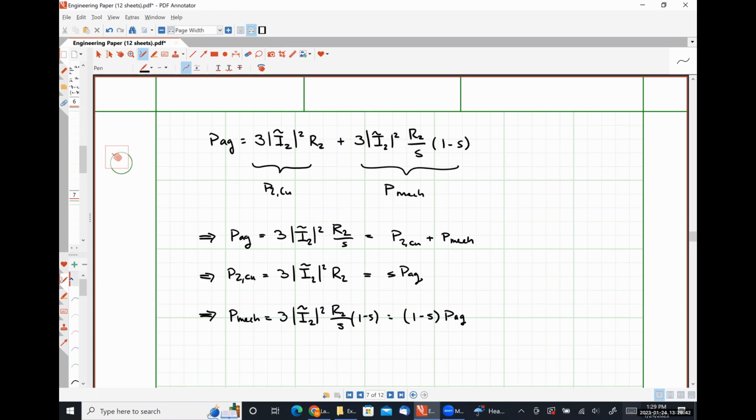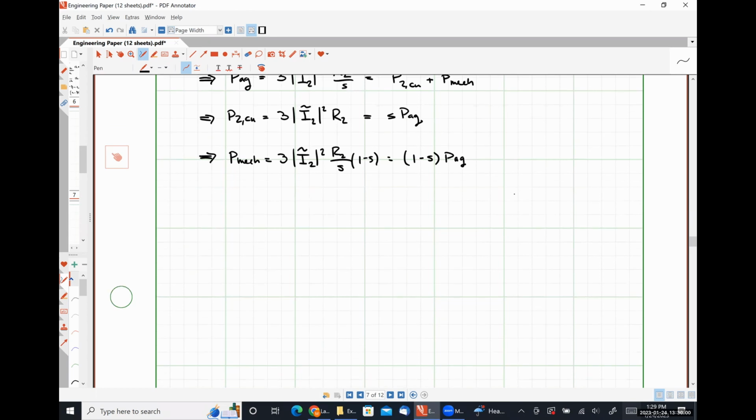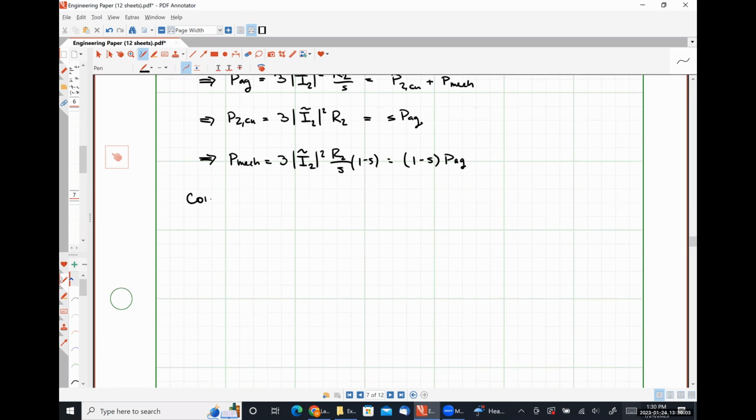So what I'm going to do now is simply combine our stator equivalent circuit with our rotor equivalent circuit referred to the stator side, because that's typically how these things are analyzed, giving us this complete equivalent circuit. So again, this is on a per phase basis.